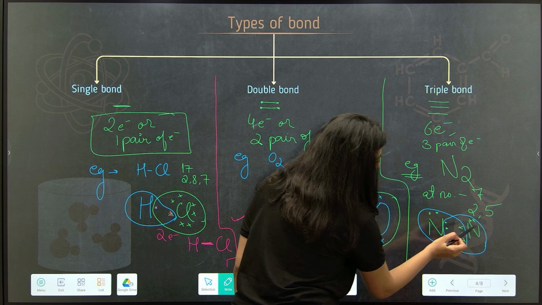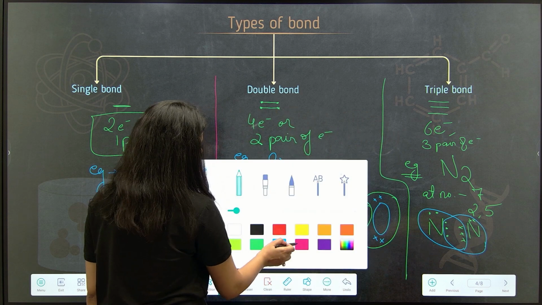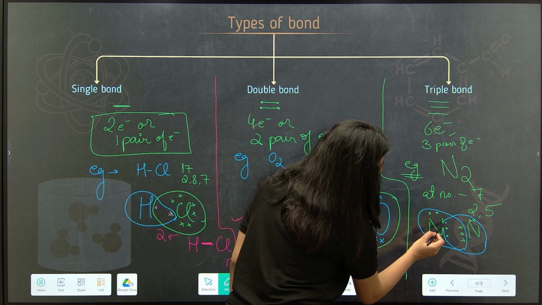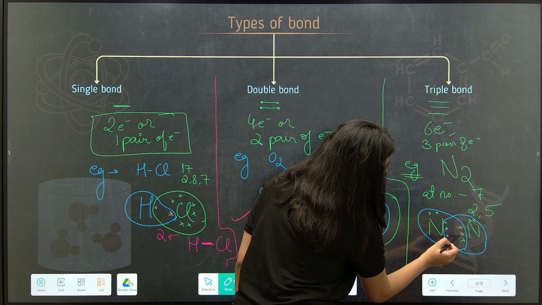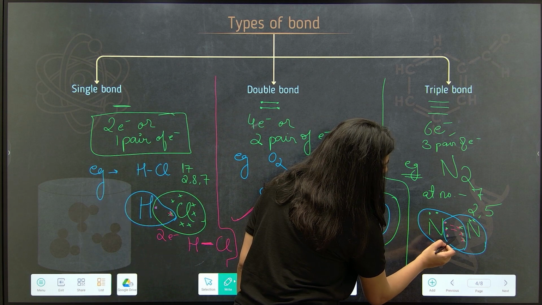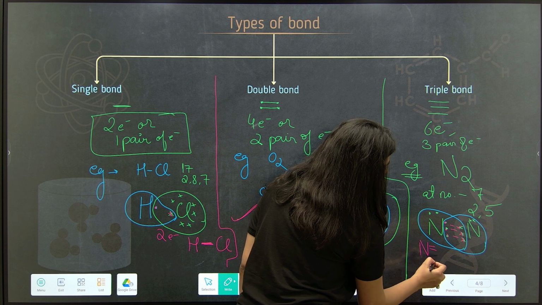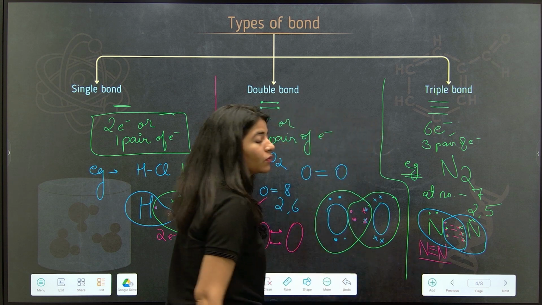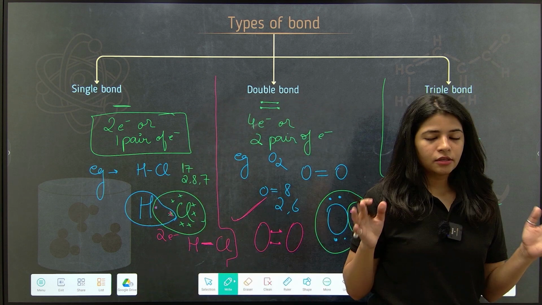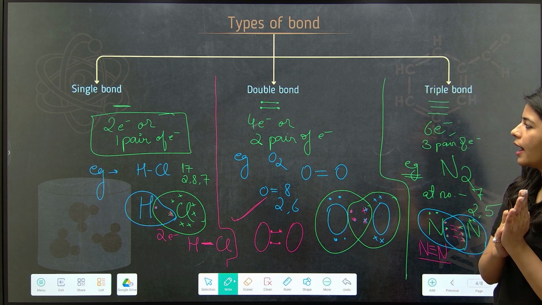Okay, so in total, how many electrons have been shared in case of nitrogen? In total, 1, 2, 3, 4, 5, 6. 6 electrons have been shared. So the bonds will be 3 in number. All right. So this is how I'm going to represent nitrogen molecule. So take a minute here, pause and write down this.